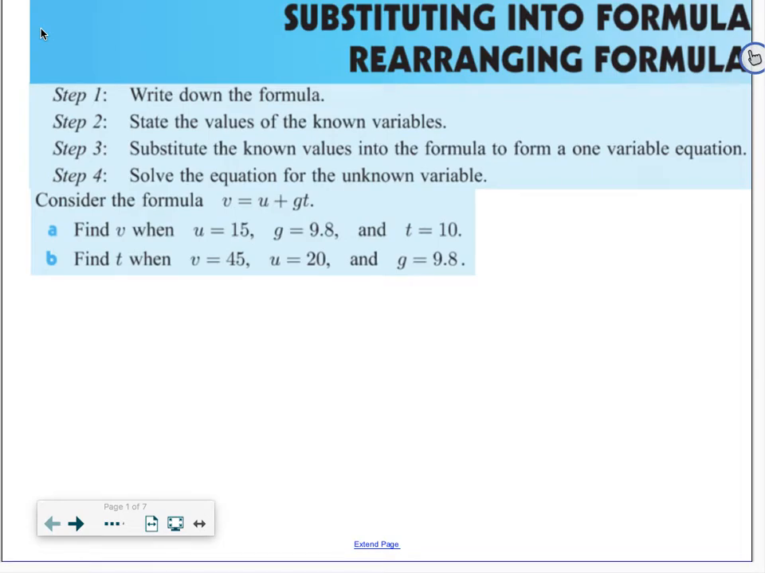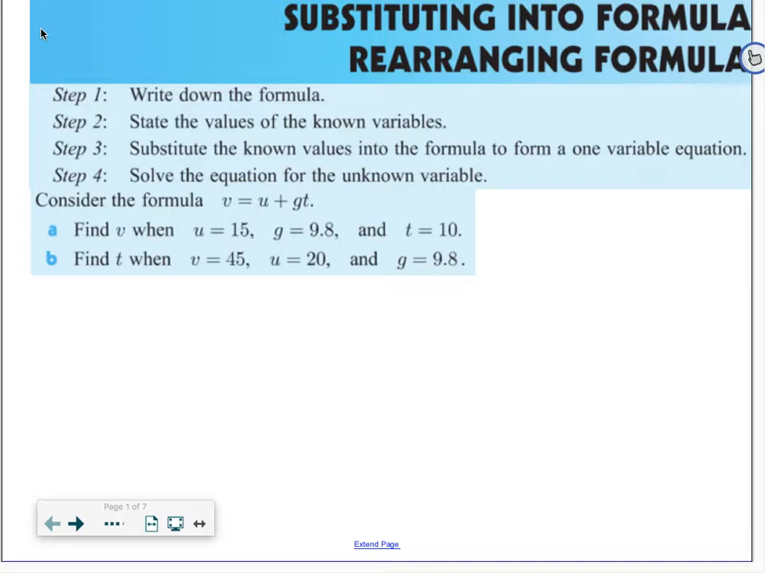All right, here we are substituting in a formula and rearranging a formula. We're going to follow 4 basic steps when we're doing this. Step 1 is write down your formula. Step 2, state the values of your known variables using the variables you have.